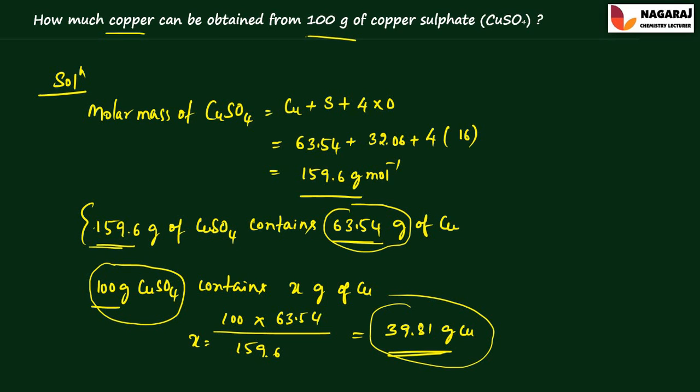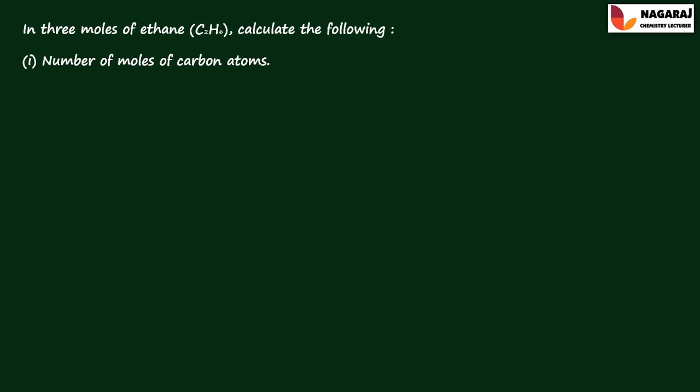Next, let us see one more problem. In 3 moles of ethane, calculate the following. Ethane formula is C2H6. First, we have to calculate the number of moles of carbon atoms. How many moles of carbon atoms are present in 3 moles of ethane?